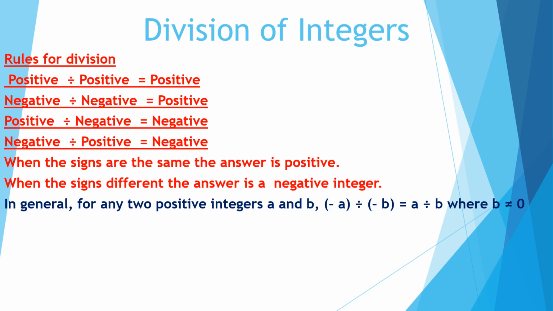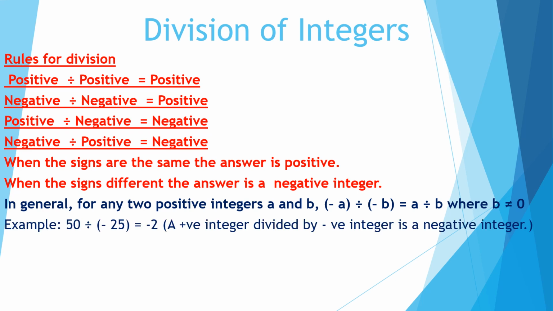In general, for any two positive integers a and b, minus a divided by minus b is equal to a divided by b, where b is not equal to 0. Now let's take an example. We have a positive integer 50 divided by a negative integer minus 25. So on dividing we get minus 2.